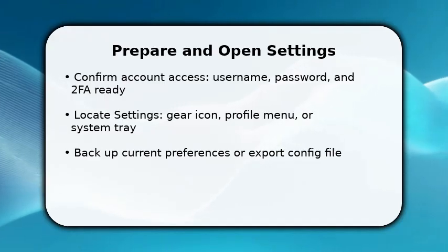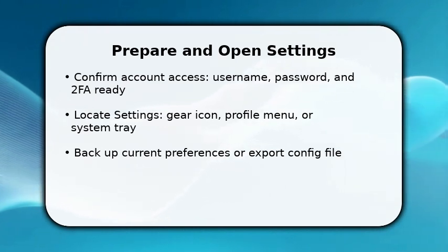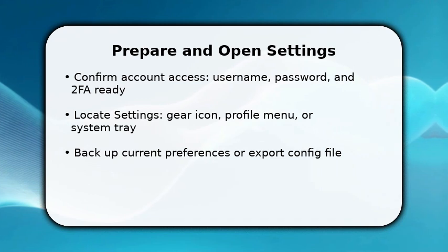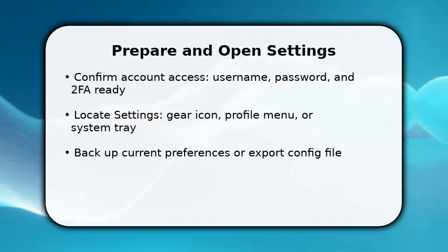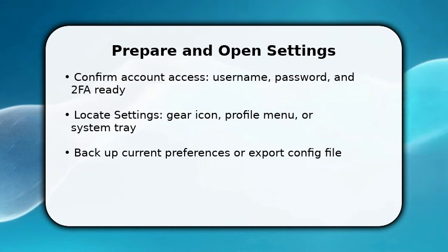You start by confirming access. Log in, verify two-factor authentication, and make sure you can unlock advanced options. Once logged in, go straight to the settings panel via the gear icon or profile menu. Don't wander through menus. Make a quick backup or export of current preferences so you can revert if needed. This saves time later and prevents accidental loss.